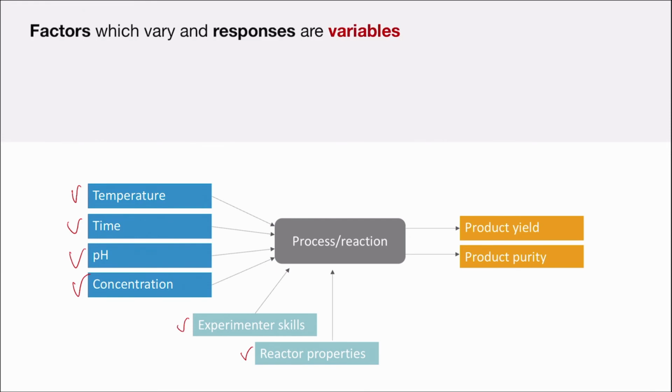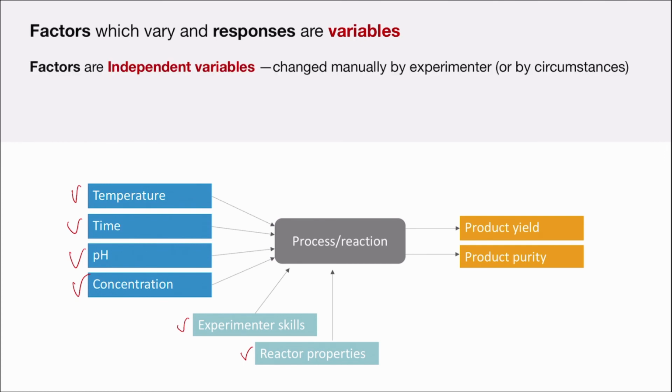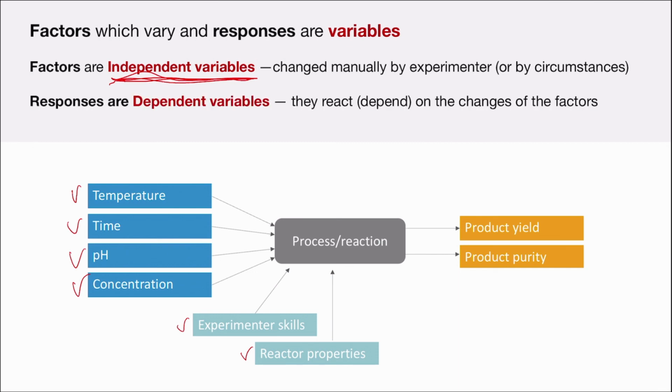Now we can define a couple of additional terms. First of all, if you have factors and responses which vary, we call them also variables. Factors we will call independent variables because we vary them independent of each other. So this is something that you can manage, right? You can change one particular factor independently of the other factors, okay? The response we will call dependent variables because they potentially depend on the changes of the factors.